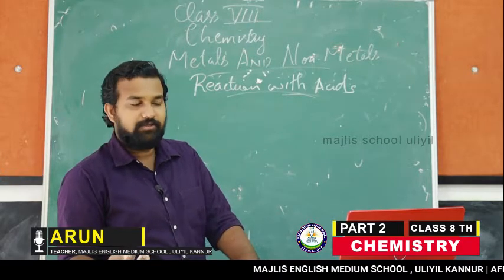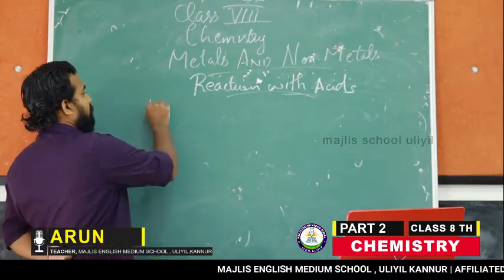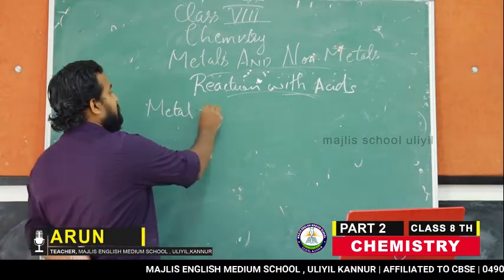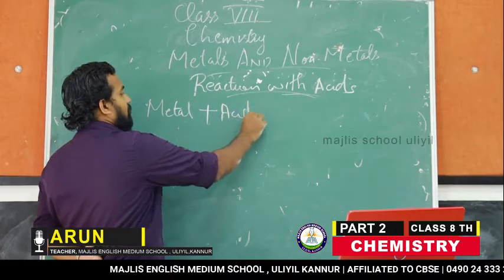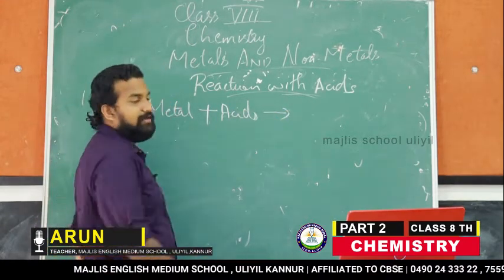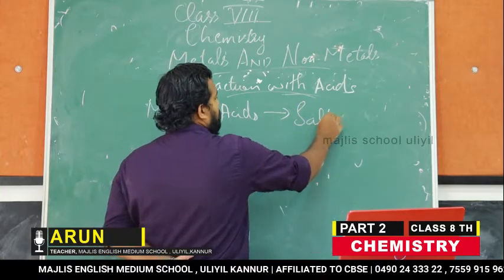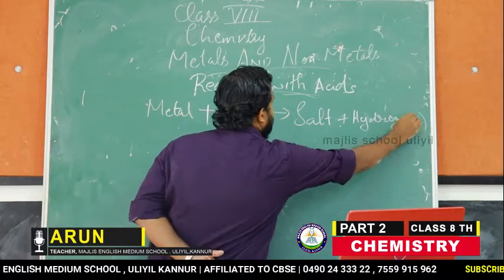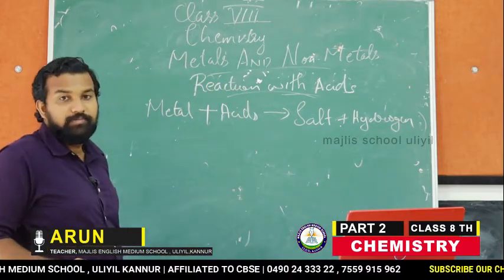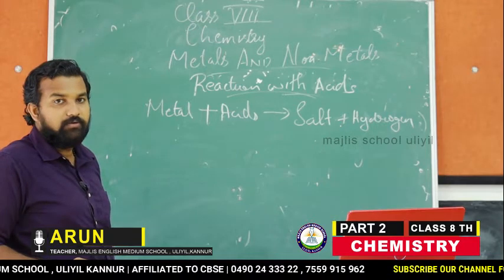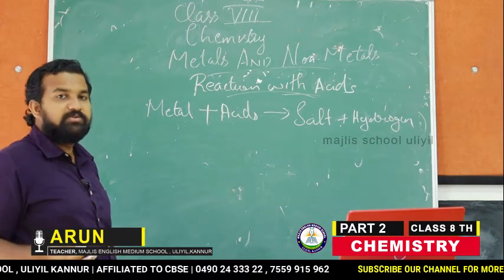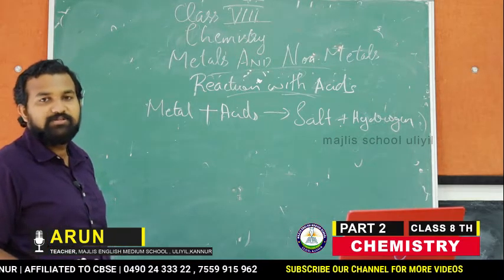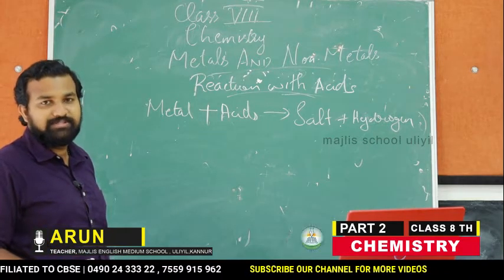The acid is present. Okay, so whenever any metal is reacting with acids, what we will get is salt plus hydrogen. Hydrogen gas will be evolved plus salt is formed. Salt, what is salt? There are different types of salt, but the salt which we are familiar with is sodium chloride, which we use for cooking purposes, sodium chloride.